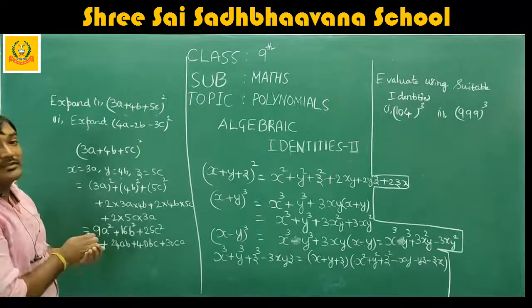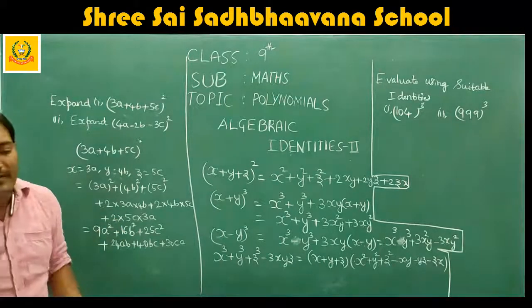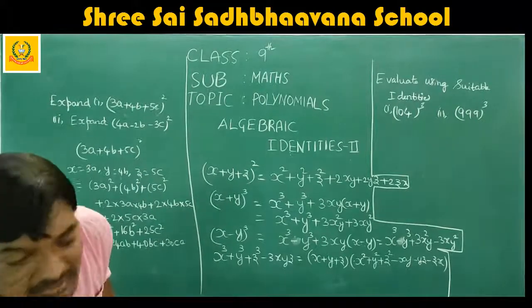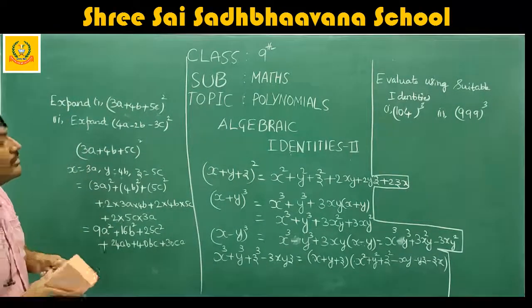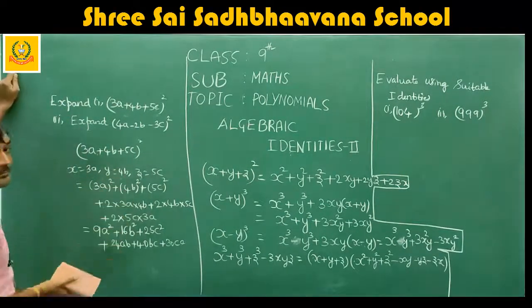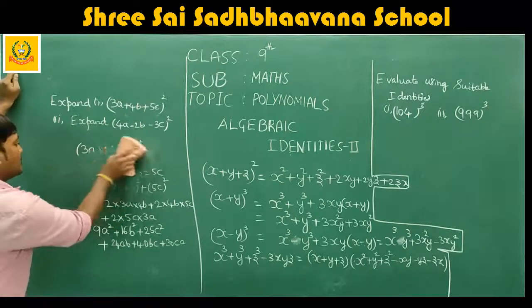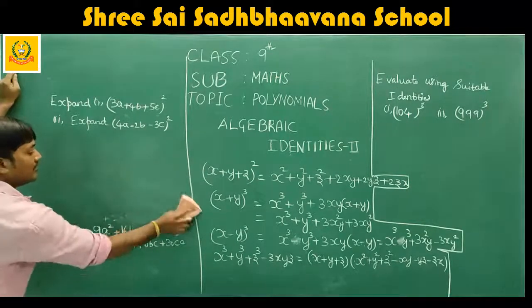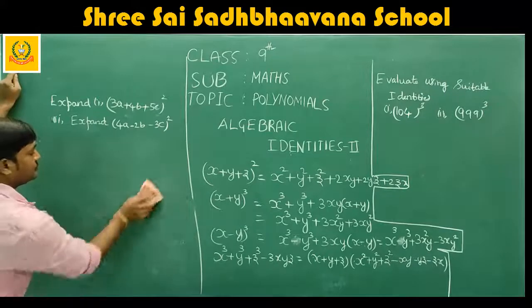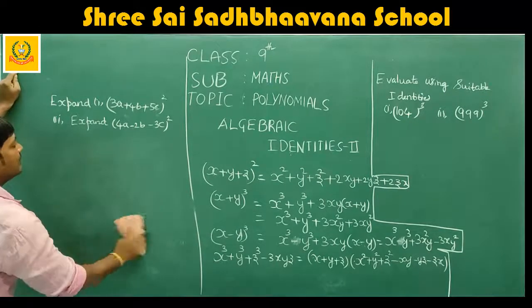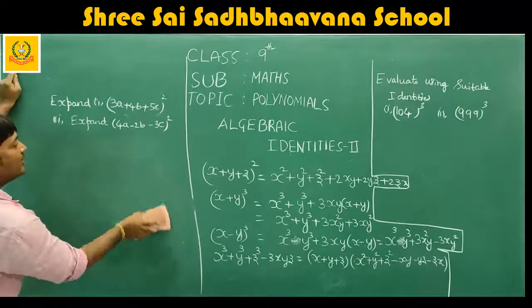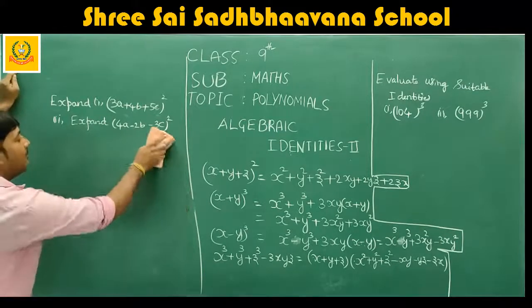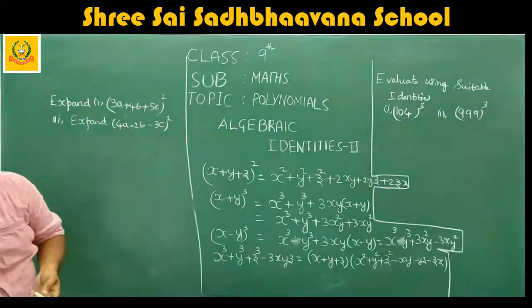So this is the expansion. It is not very difficult, remember. You just have to expand and find it. I hope you understood this. I'll move on to the next one. Got it? What is the next one? Expand (4a minus 2b minus 3c) whole square.